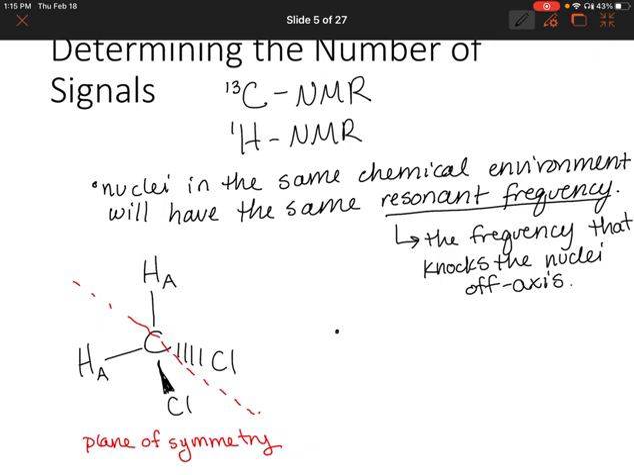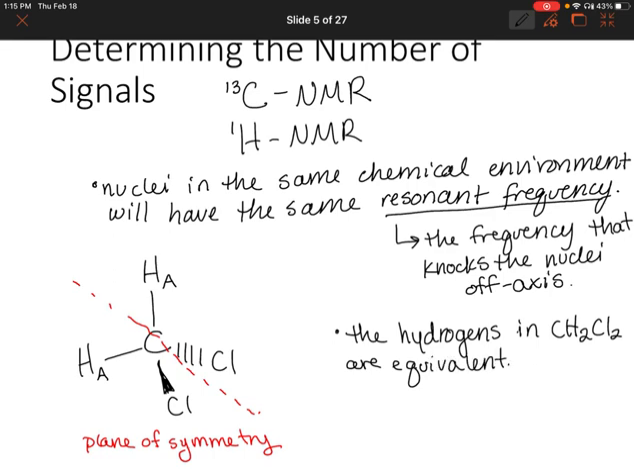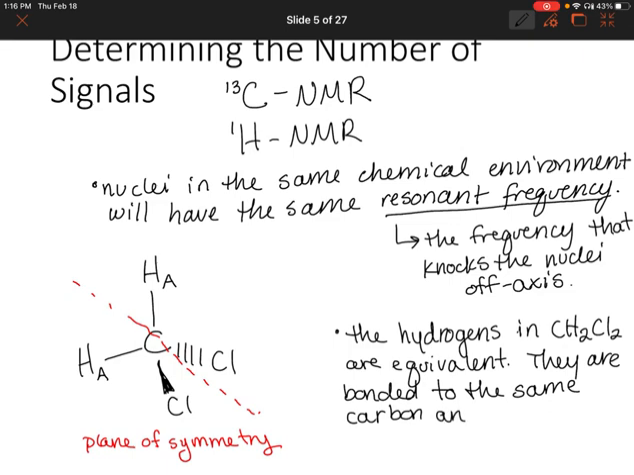So let's just make a note. The hydrogens in CH2Cl2 are equivalent, and that's because they are bonded to the same carbon and there's a plane of symmetry. Okay.